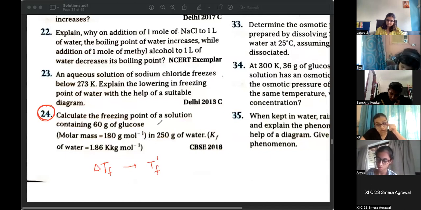After finding delta TF, what to do? Find the revised freezing point. No, you know what the normal freezing point of water is. You figured out by how much it is reduced. Oh yeah, it was a one step thing.